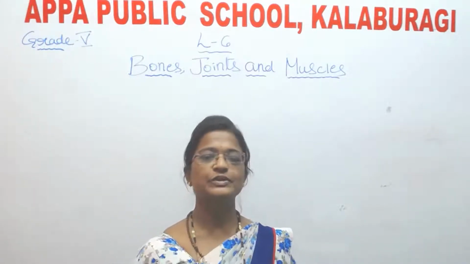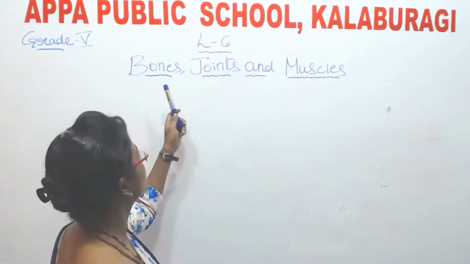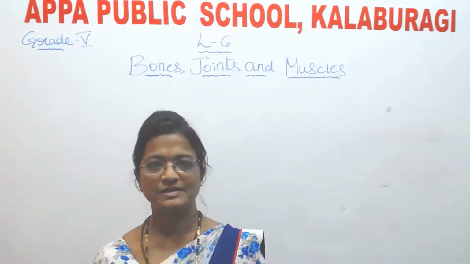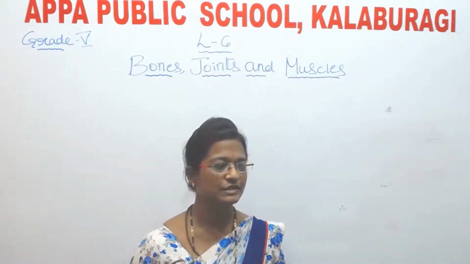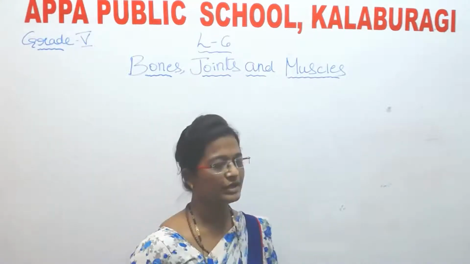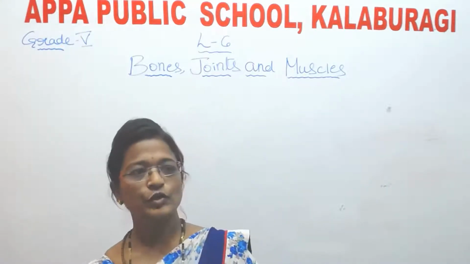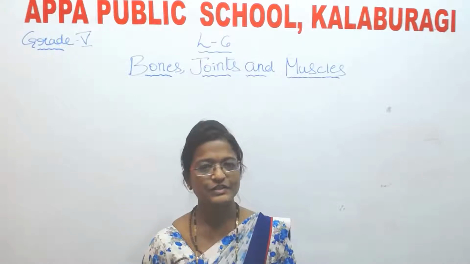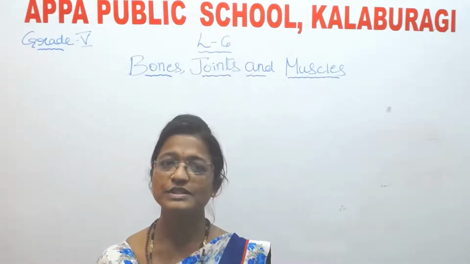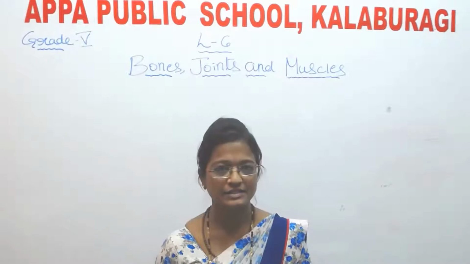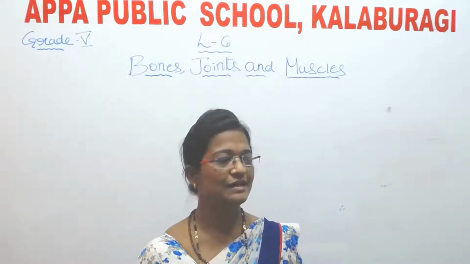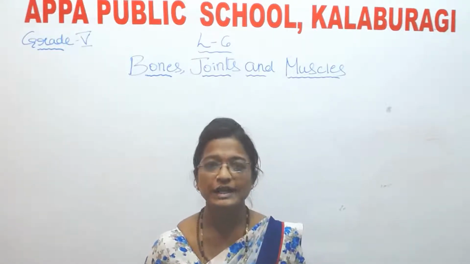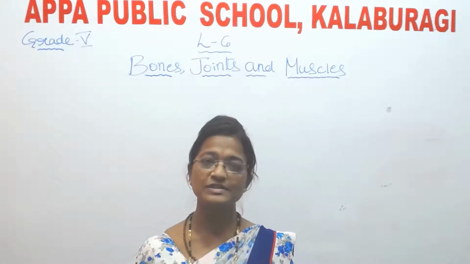So today I am here to re-explain the chapter, that is bones, joints and muscles. So already we have learned about this lesson, right? Today we will just recapitulate all the contents which are there in this lesson. As you all know, the human skeleton is a framework of bones which protects all our internal organs, right? So what does the human skeleton protect? Our internal organs. Do you remember how many bones are present in adult humans?